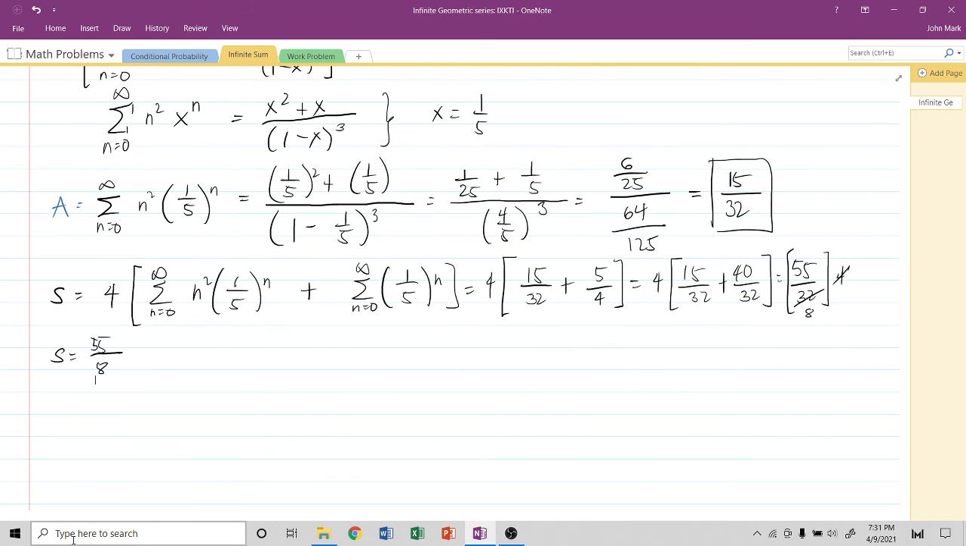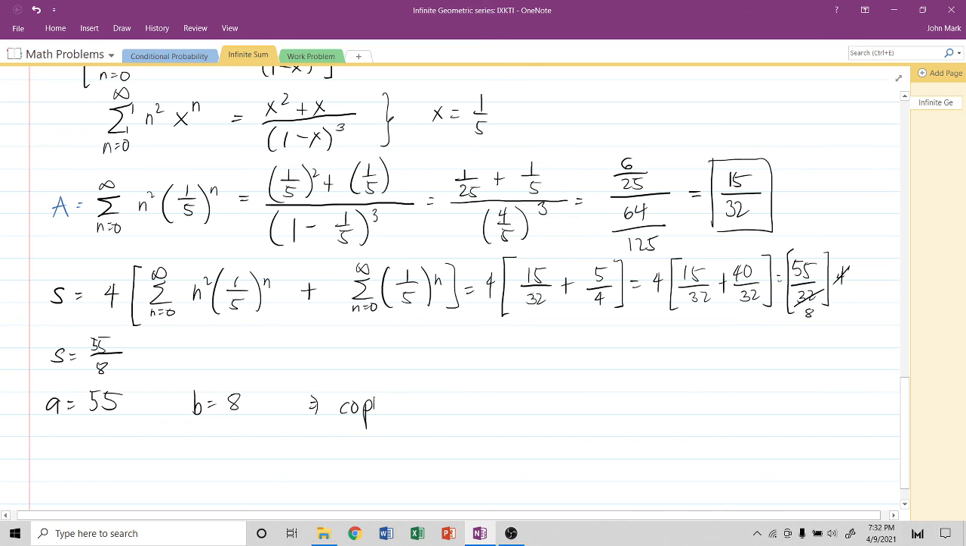Now we take note. We can now let A equals 55 and B equals 8. So note that these two are co-prime. So okay, finally, we have A minus B equals 55 minus 8. We have 47 as our final answer.